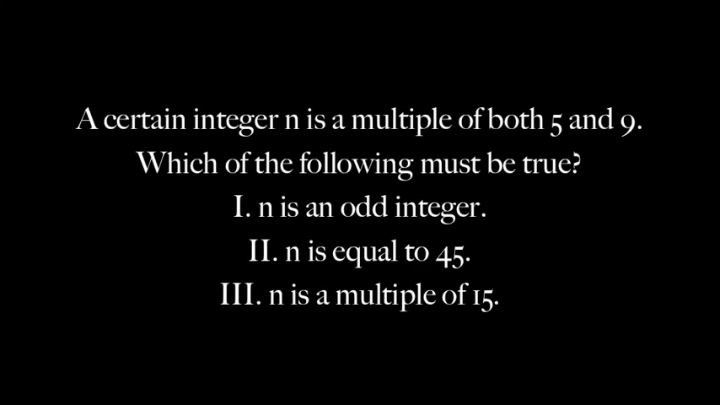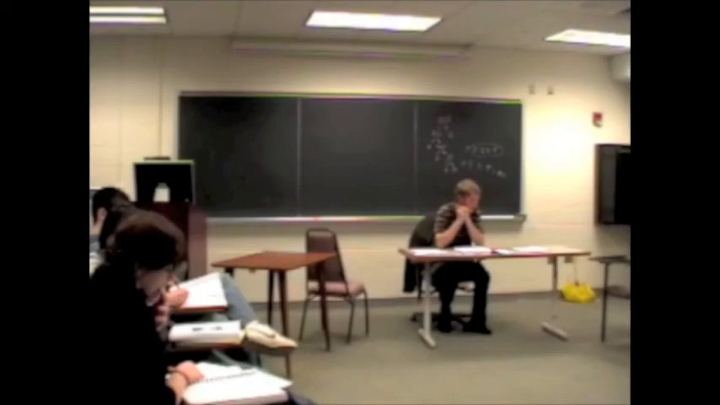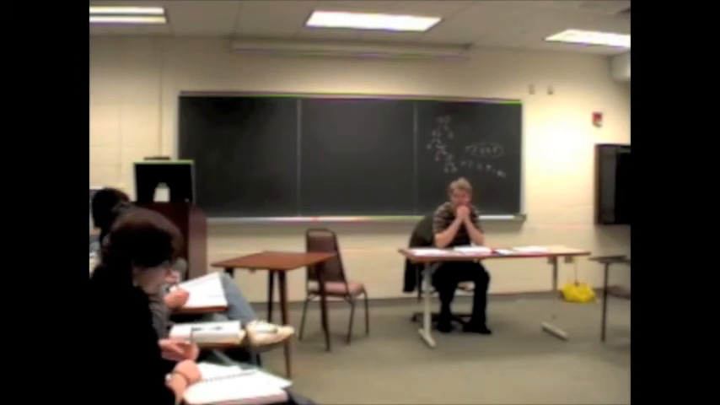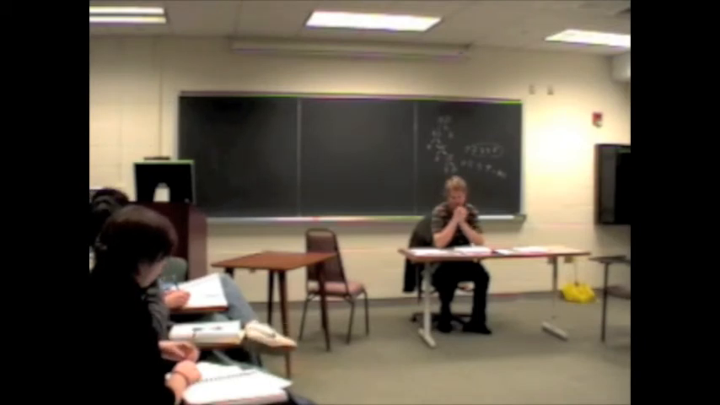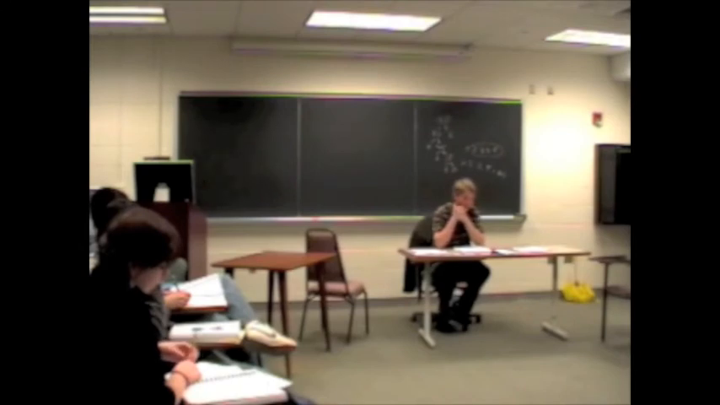Okay, a certain integer n is a multiple of both 5 and 9. Which of the following must be true? N is an odd integer. Does that have to be true? Why not? Because if it's a multiple of 5, it can have a 0 at the end, like 30 or something. Right, 90 would be a great example. I would just try and think of one just to double check that. But yeah, absolutely. N is equal to 90.